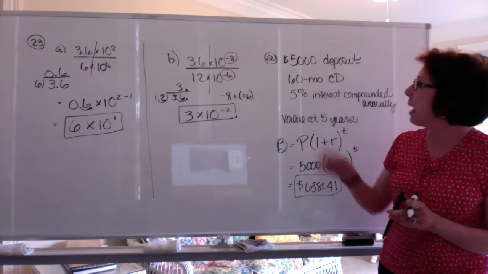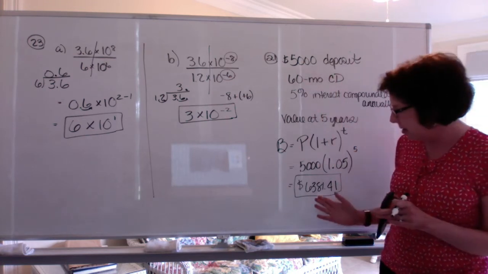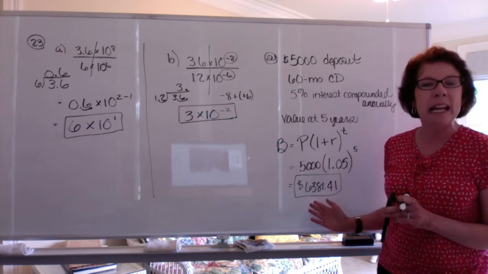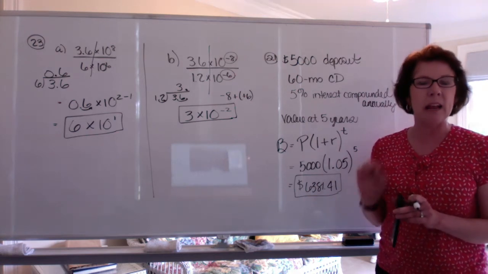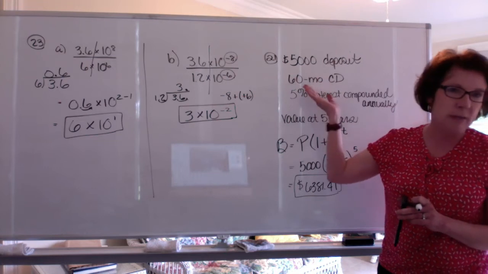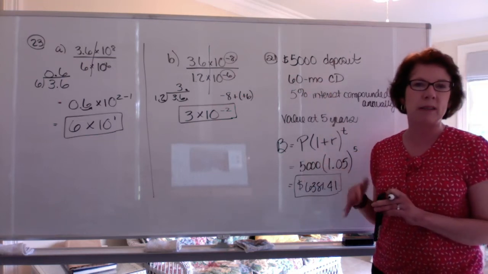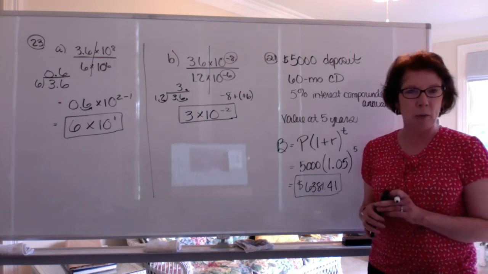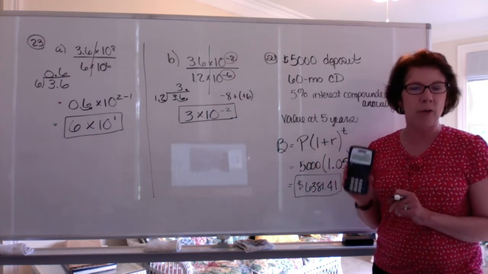Now look at that. Okay, I started with $5,000. I have made over $1,000 in interest by just putting it in that CD for 60 months, which is 5 years. 60 divided by 12 months is 5 years. So there is your compound interest formula. We use our calculator for those.